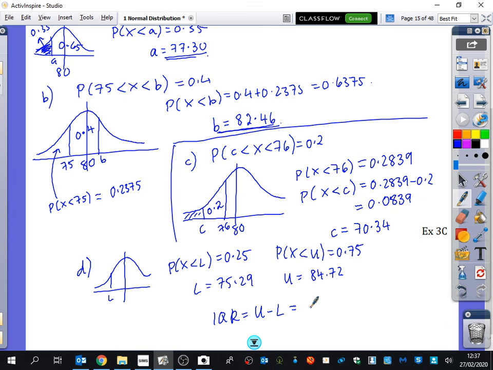Oh wait, sorry, I didn't put this one. 9.43. Does this seem reasonable from what we said earlier? We said the interquartile range was mu plus or minus 2/3 of it, so seems about right, doesn't it? 80 minus 2/3 of 7. Yeah, they seem to be in the right kind of place. So we've got that there.